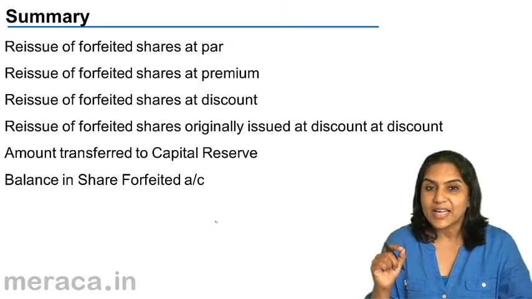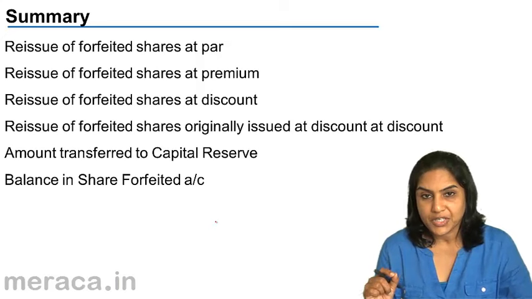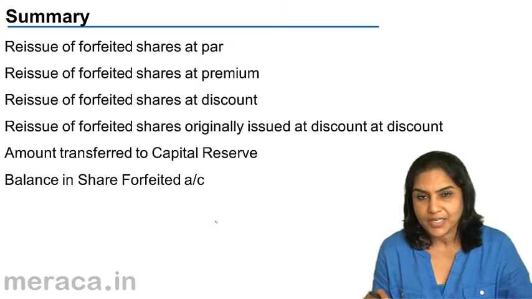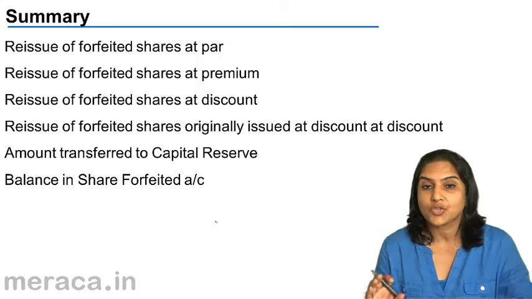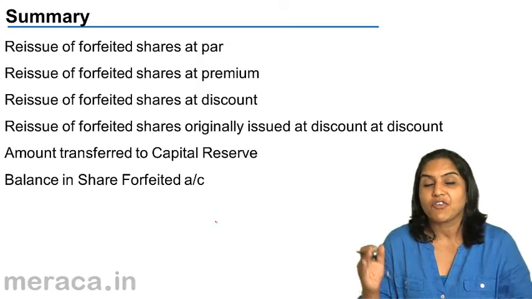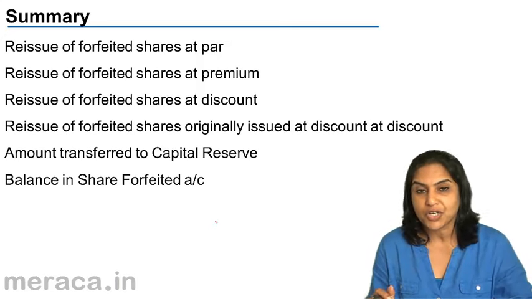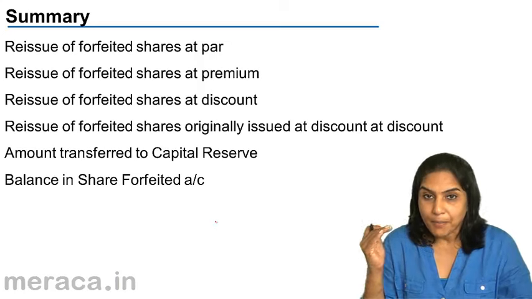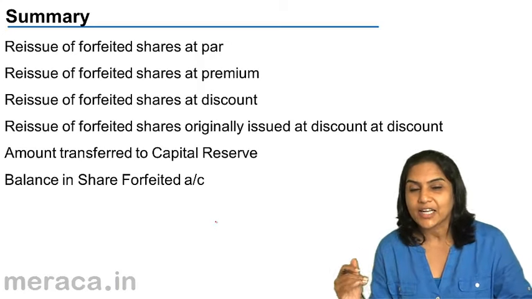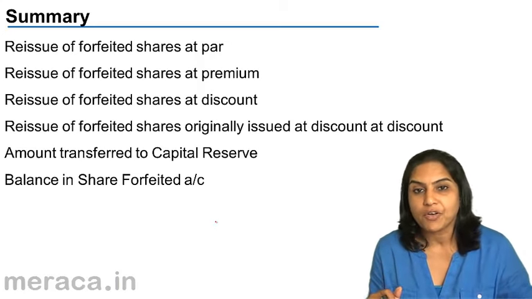Because on reissue of forfeited shares, if we reissue at a discount, that is a loss we make on reissue. We have already made a gain on forfeiture. So, this loss on reissue is set off against the profit on forfeiture.